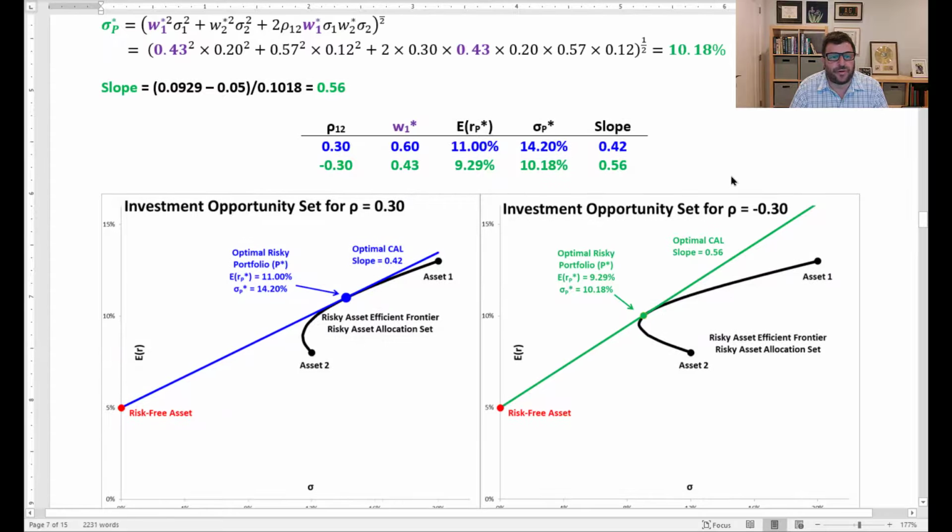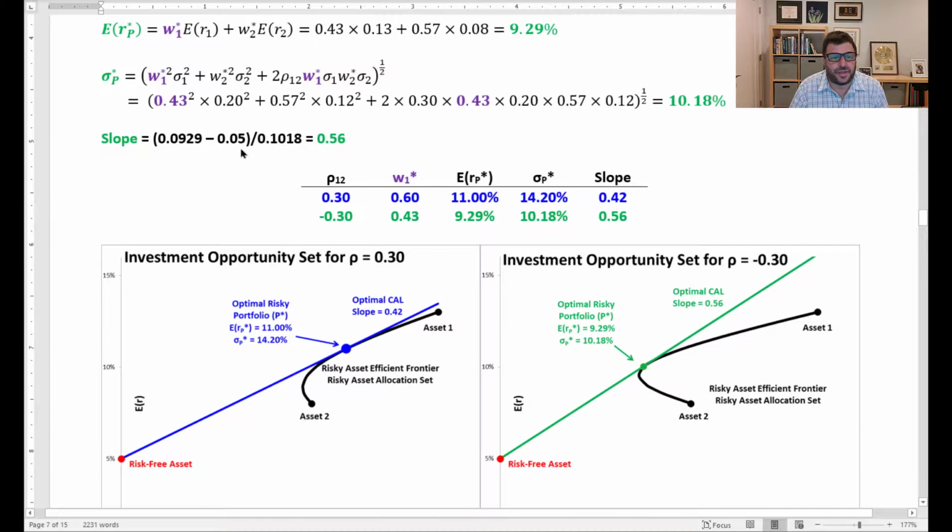Remember, the slope of the CAL is going to be the expected return of the risky portfolio minus the risk-free, divided by the risk of the risky portfolio, and I get a steeper sloped CAL.